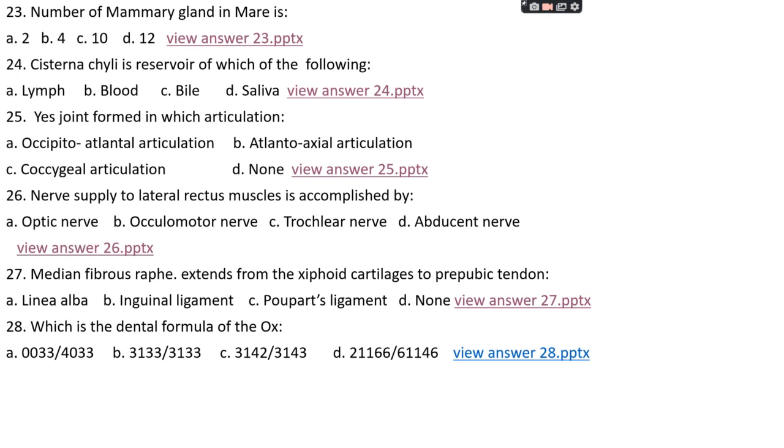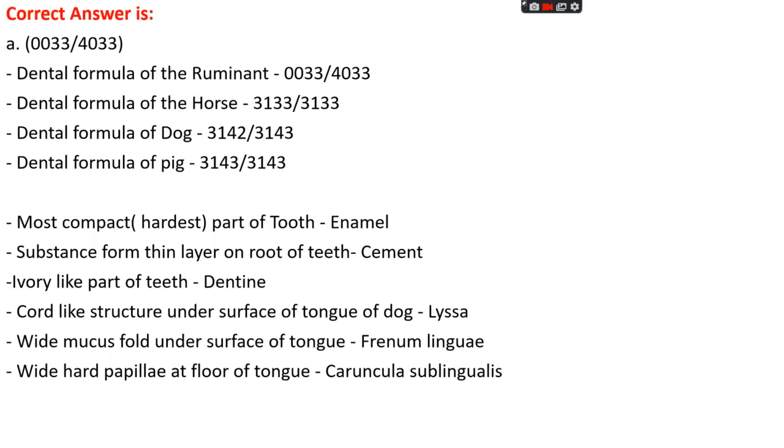Question number 28. What is the dental formula of the ox? Option A, 0033 by 4033. Option B, 3133 by 3133. Option C, 3142 by 3143. Option D, 21166 by 61146. The right answer is option A, that is 0033 by 4033. The dental formula of the ruminant is 0033 by 4033.